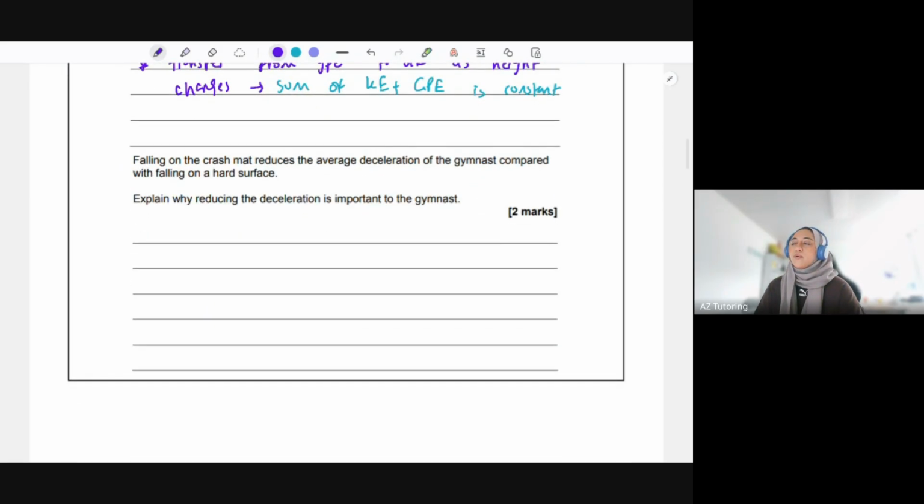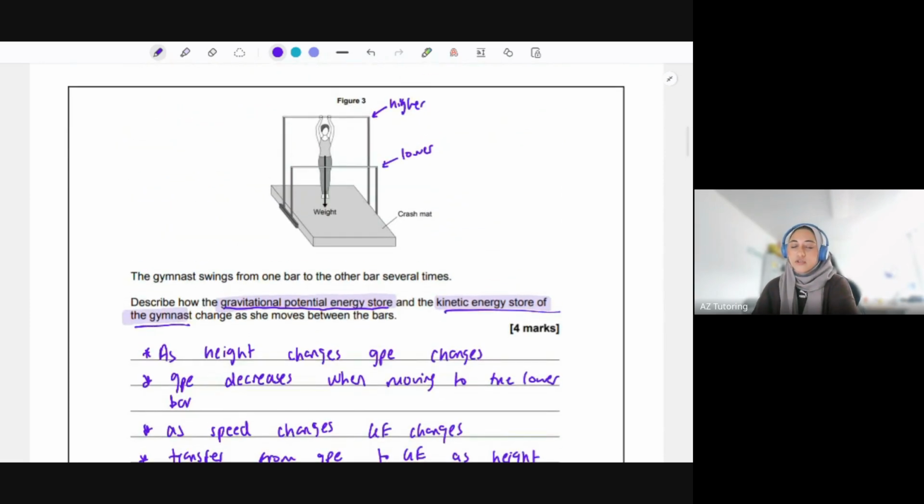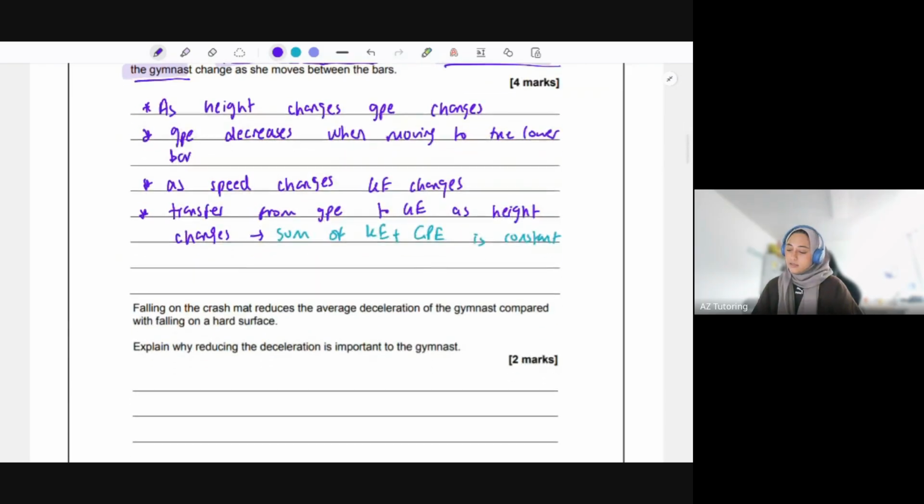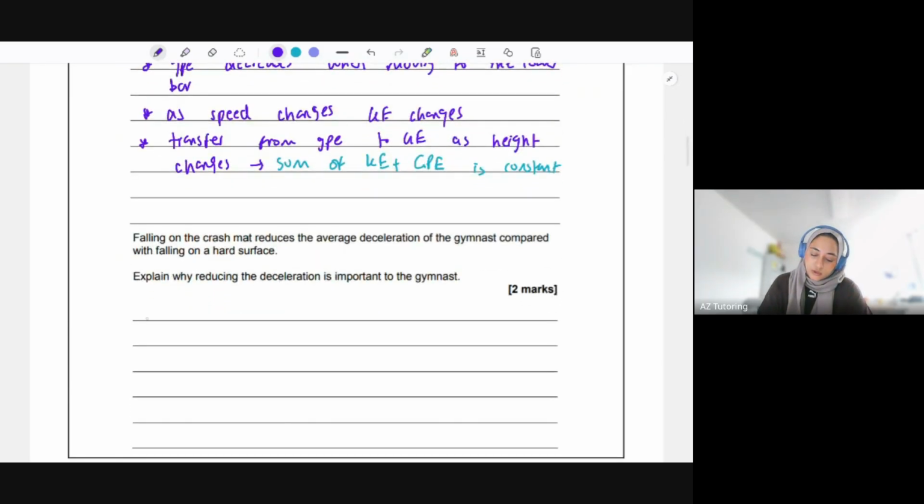Even though it is really paper 1 knowledge, they can bring it over to paper 2 as well. Falling on a crash mat reduces the average deceleration of the gymnast compared to falling on a hard surface. Remember, deceleration means she's basically slowing down. Explain why reducing the deceleration is important to the gymnast. Well, imagine if she didn't have the crash mat there, what would happen? She would hit with a harder force, injuring herself. But if she's got the crash mat, she's decelerating, so she won't hit as hard. So the first mark comes from explaining that.